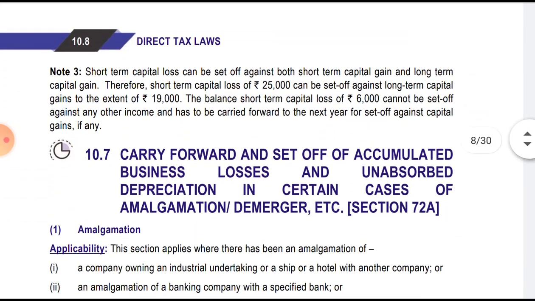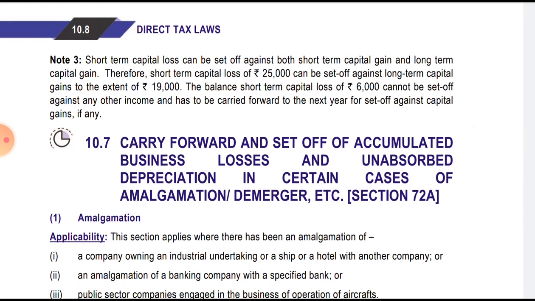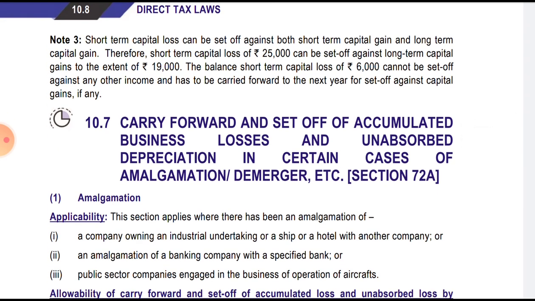Third, short term capital loss can be set off against both short term capital gain and long term capital gain. Therefore, the short term capital loss of 25,000 rupees can be set off against the gain of 19,000. The balance of short term capital loss of 6,000 cannot be set off against any other income, and has to be carried forward to the next year, to be set off against capital income.